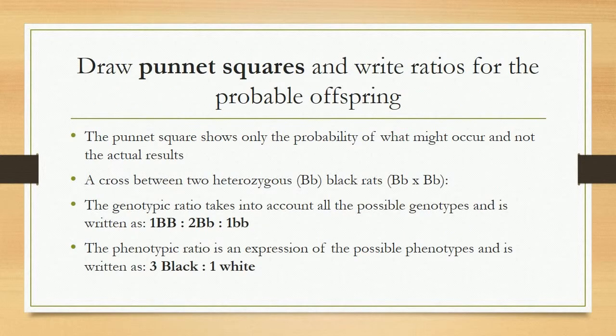Draw Punnett squares and write ratios for the probable offspring. The Punnett square shows only the probability of what might occur and not the actual results. A cross between two heterozygous black rats, Bb x Bb. The genotypic ratio takes into account all the possible genotypes and is written as 1 BB, 2 Bb, 1 bb. The phenotypic ratio is an expression of the possible phenotypes and is written as 3 black, 1 white.